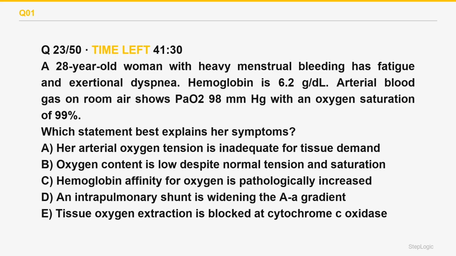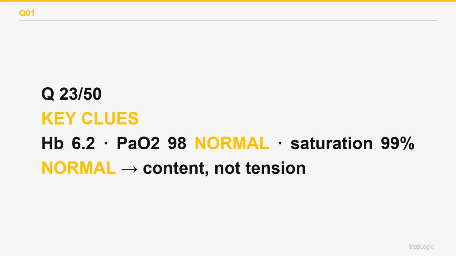The blood gas is perfect and the patient is symptomatic, which means the blood gas is not measuring the thing that is wrong. A blood gas reports oxygen tension, the pressure of oxygen dissolved in plasma, and the saturation of whatever hemoglobin is present. Neither measures how much oxygen the blood actually carries.